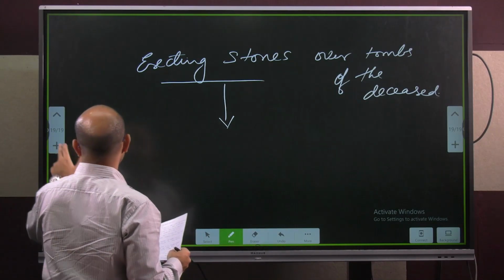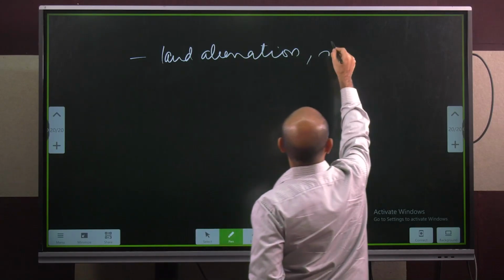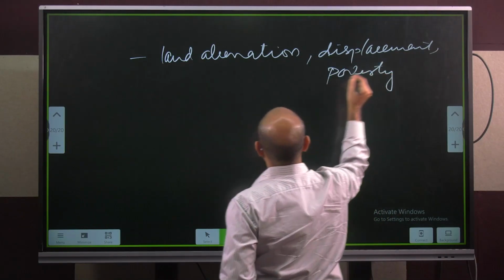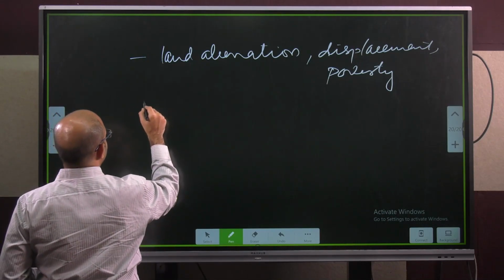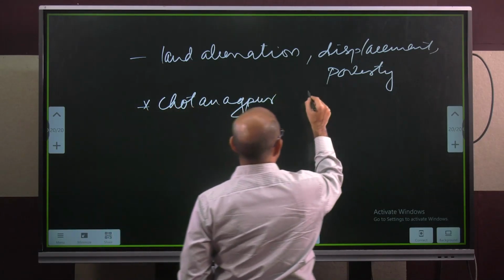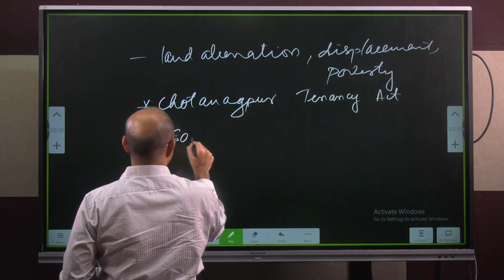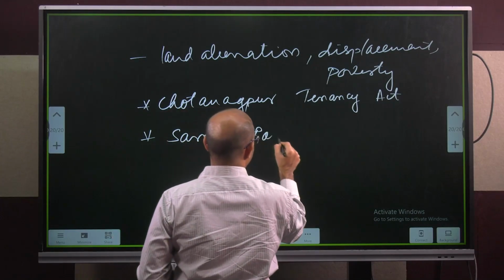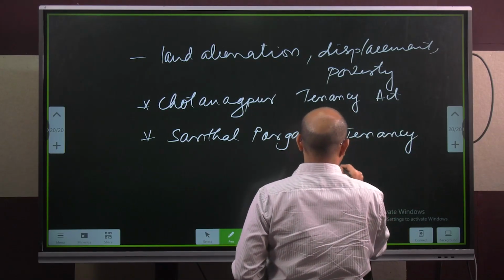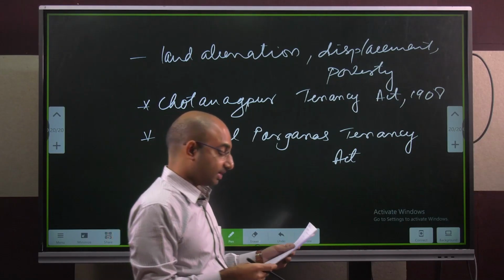Why did this movement happen? The primary reason for this movement is land alienation in Jharkhand: land alienation, displacement, and poverty. These are the economic causes, the main reasons. And the immediate reason was that the British put in place two special legislations for tribals of the Chota Nagpur region, and in Jharkhand especially. One is called the Chota Nagpur Tenancy Act 1908, and another is the Santal Parganas Tenancy Act 1949.